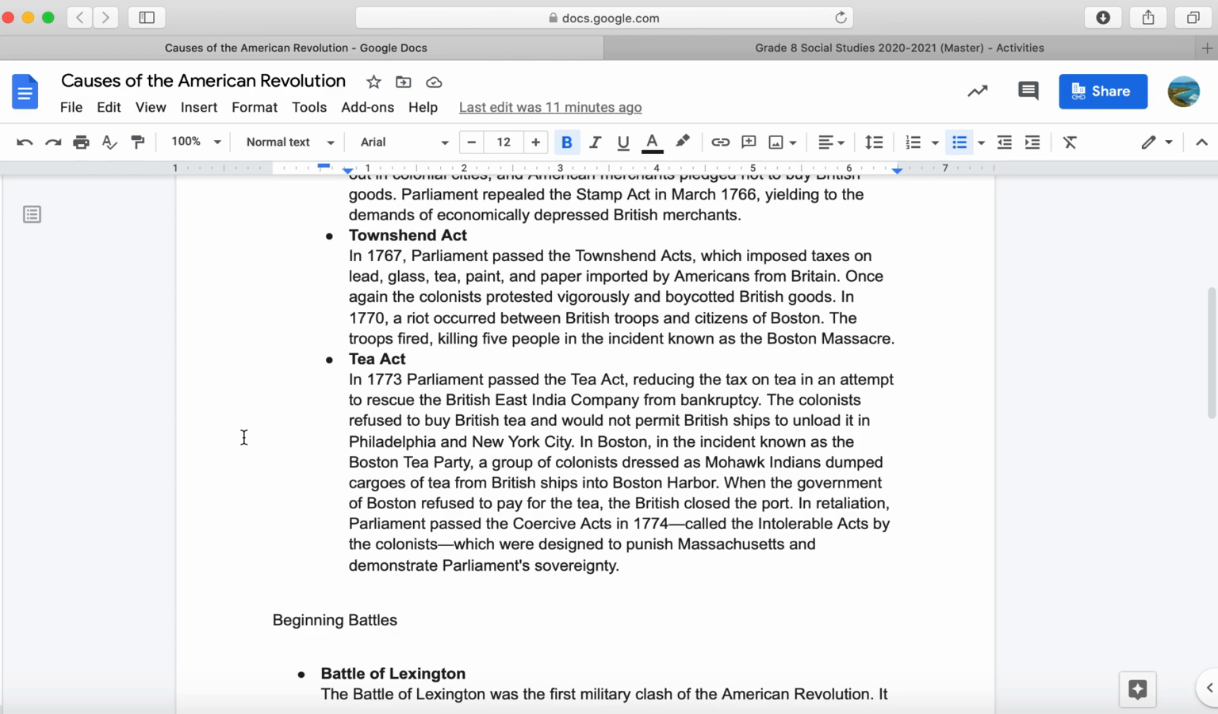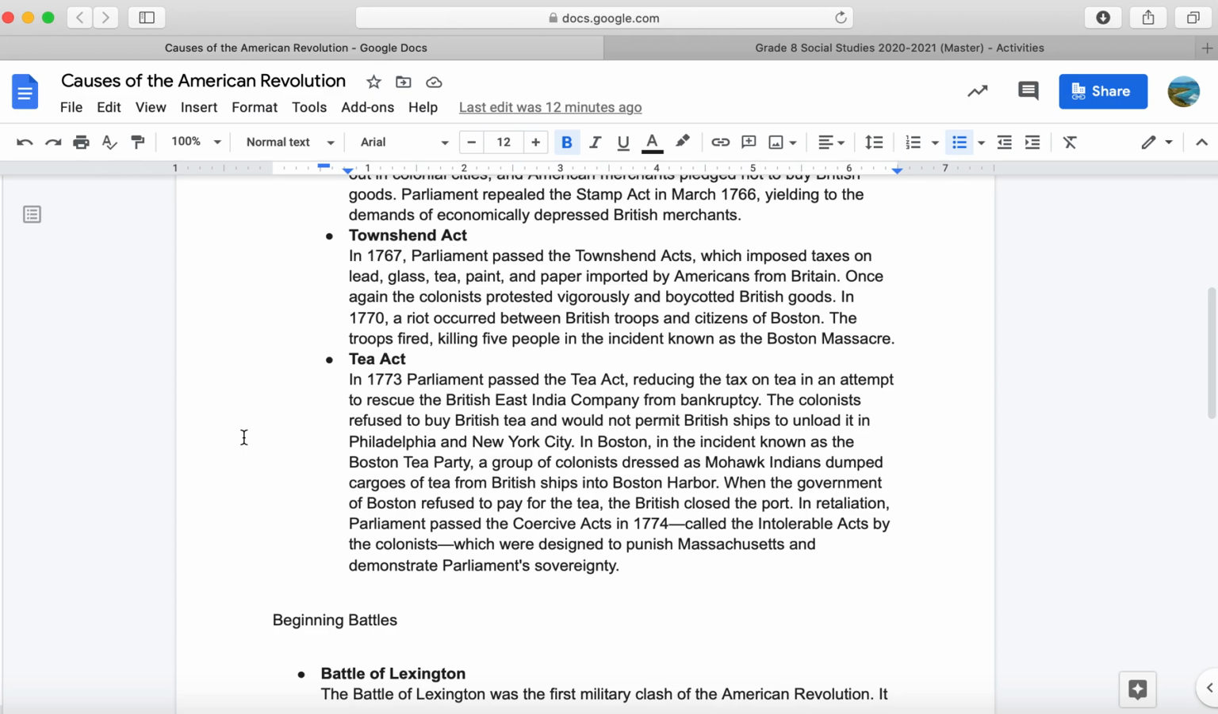Tea Act. In 1773, Parliament passed the Tea Act, reducing the tax on tea in an attempt to rescue the British East India Company from bankruptcy. The colonists refused to buy British tea and would not permit British ships to unload it in Philadelphia and New York City. In Boston, in the incident known as the Boston Tea Party, a group of colonists dressed as Mohawk Indians dumped cargoes of tea from British ships into Boston Harbor.